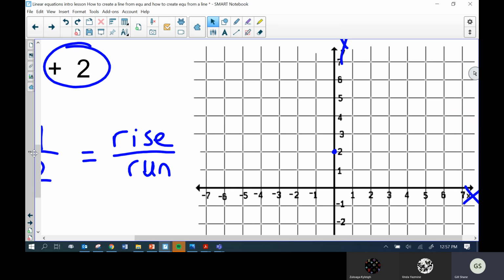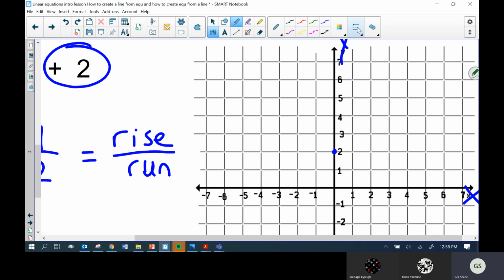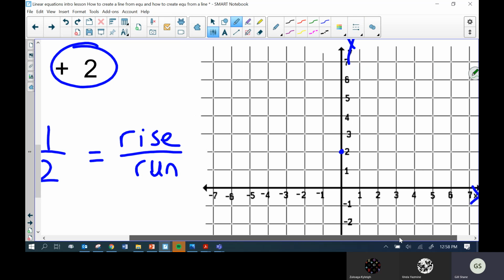So from that point right there, and you do not start from here, because we're creating a line from the point we already know is on the line. We're trying to figure out where is the next point from that point. I'll use green for this part. So I know my rise and my run numbers, right? I know that 1/2 is my slope, my rise and my run.